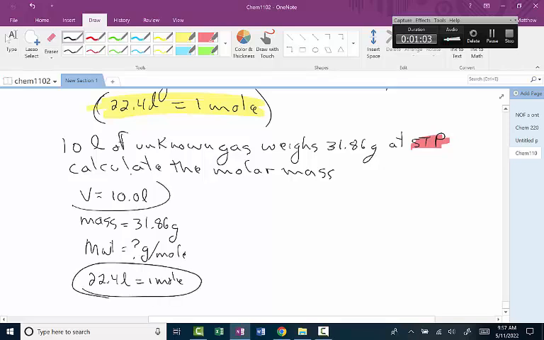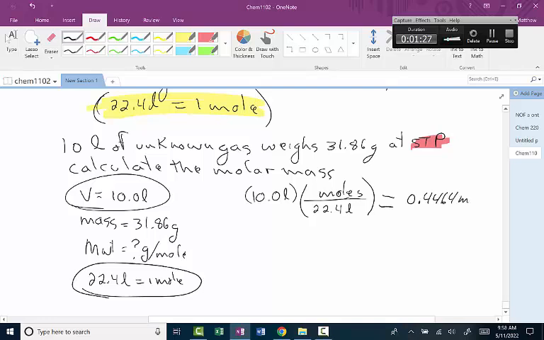I'm going to convert the volume to moles. And so I take 10.0 liters, divide by 22.4 liters per mole, and that tells me how many moles of gas I have since I'm at standard temperature and pressure. When I do that, I get 0.4464 moles of this gas.